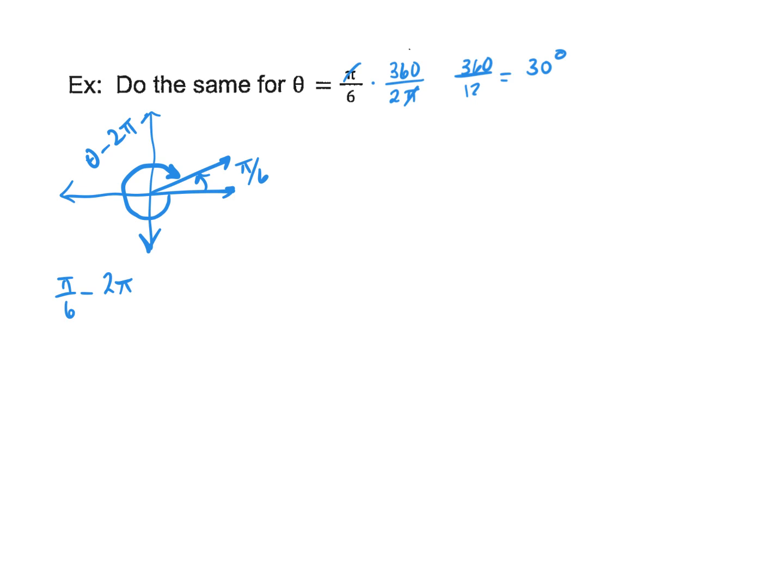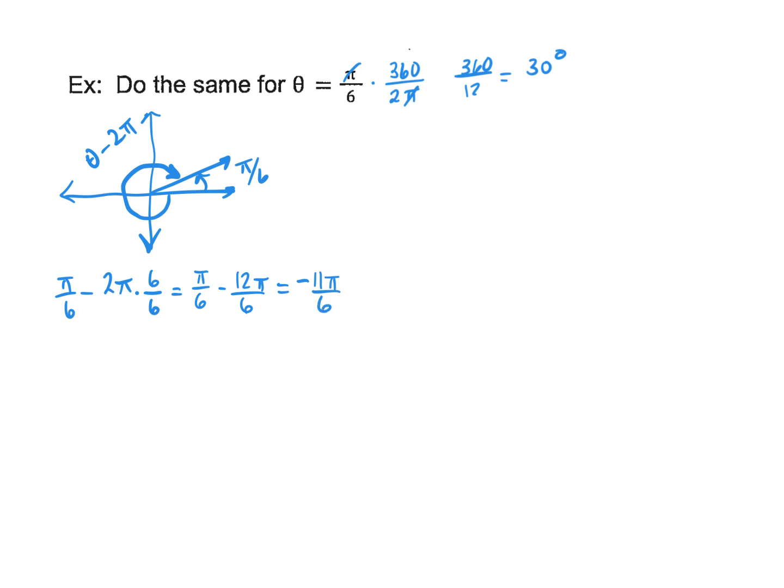So I need to multiply top and bottom by, so now I get pi over 6 minus 12 pi over 6, which is what? Negative 11 pi over 6. So there's 1.